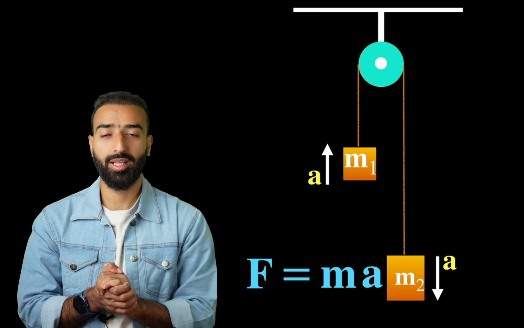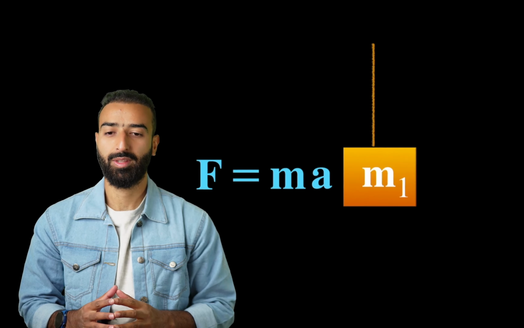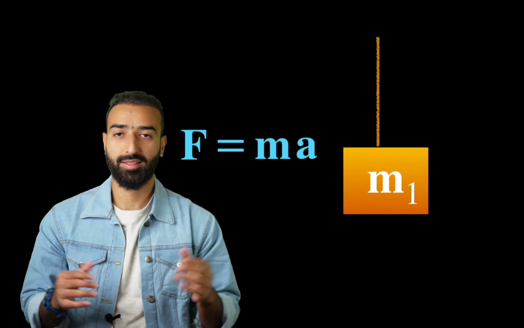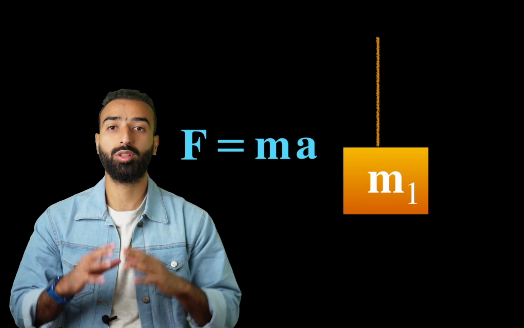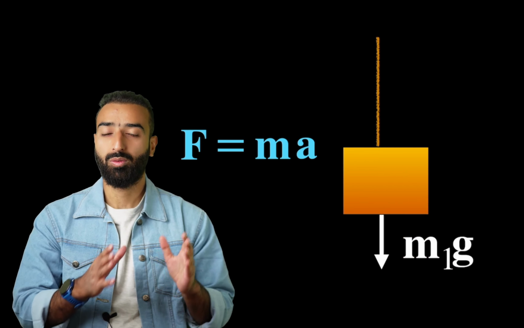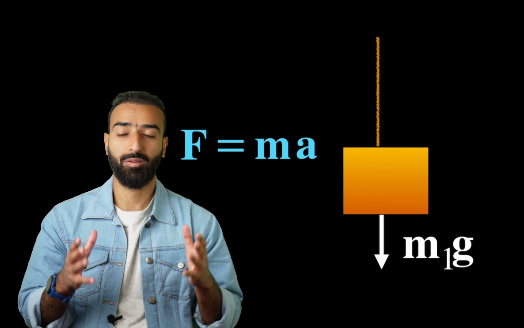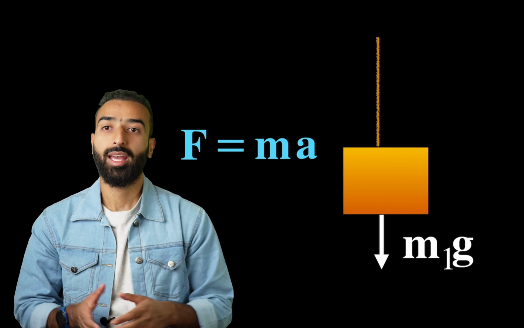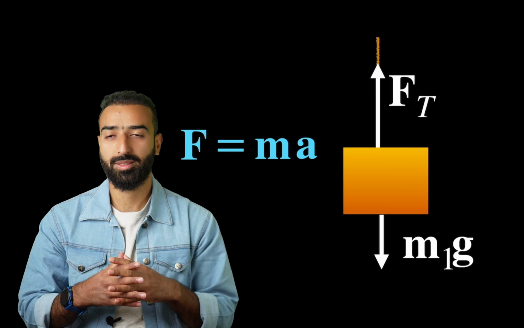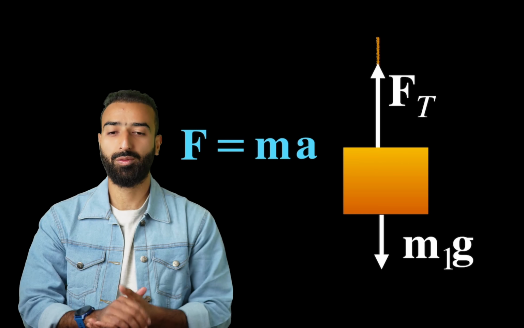Okay, that's great. Let's use F equals ma on the first mass. So, first of all, we have to find what's F in this case. F stands for the total force on an object. In this example, one of the forces is m1 times g, which is the force of gravity, also known as weight. And the other force is of the rope that's pulling this block upwards. This is known as the force of tension, and let's write it as F of t.